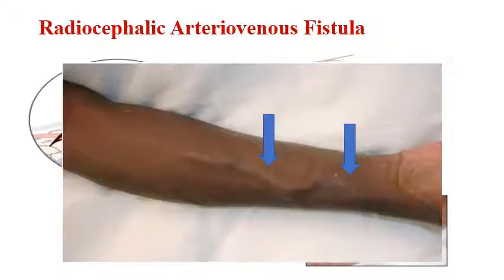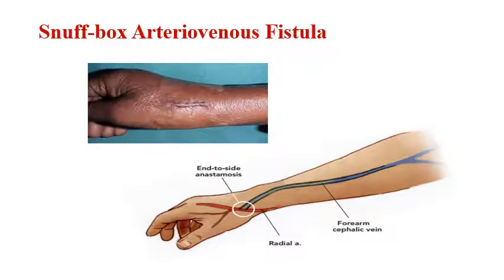This is the radiocephalic. Another site is the snuff box. You can see the scar as in the picture. So whenever you find this scar, you know that it's a radiocephalic fistula.